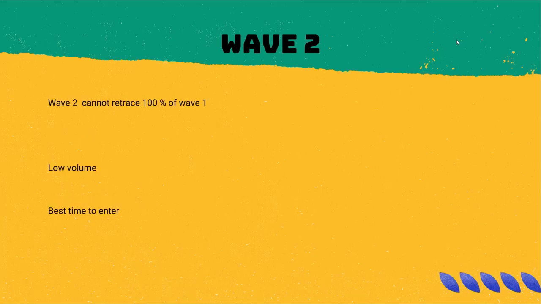Wave 2 has some important characteristics. The most important rule is that wave 2 cannot retrace 100% of wave 1. Wave 2 has very low volume since this is a retracement. It is the best time to enter, and it is just the start of the bull market.